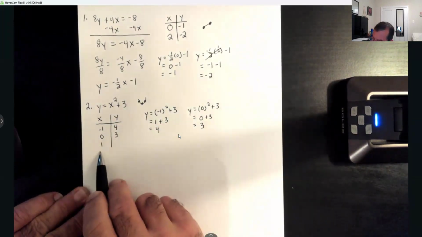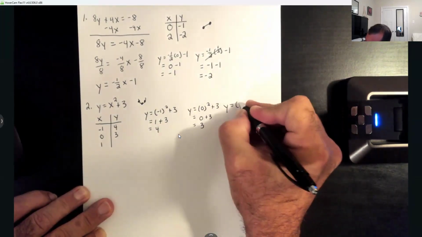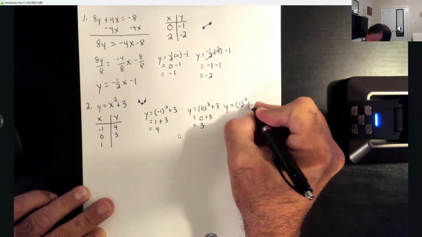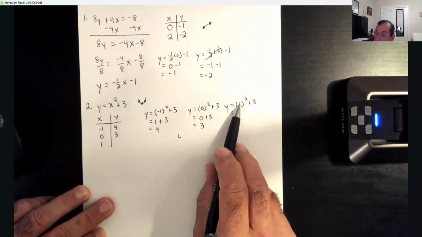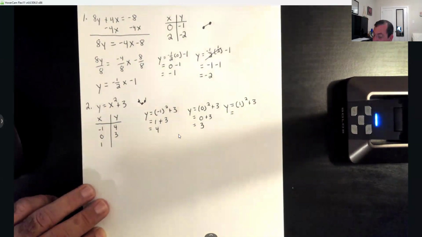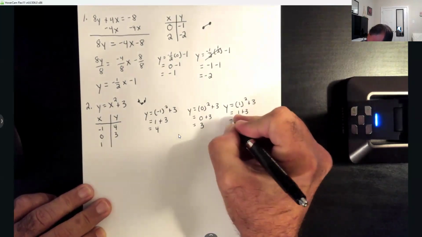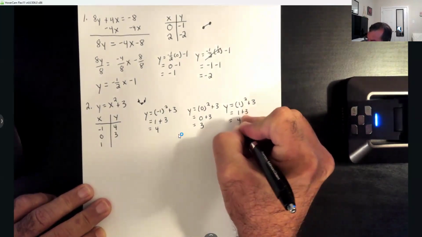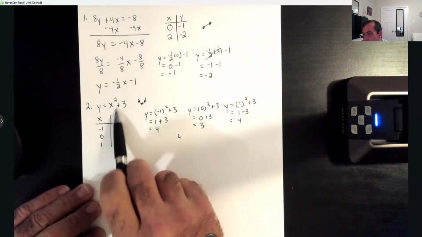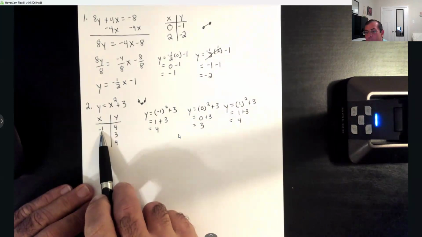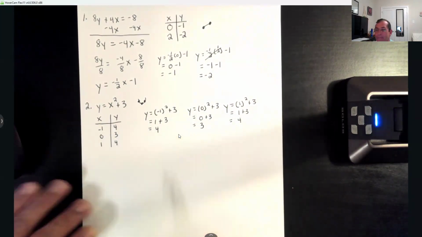Then we come in and put in a 1 for the x. So that'll equal y equals 1 squared plus 3. All right, y'all, 1 squared is 1 times 1, which is 1. So that's going to give me 1 plus 3, and 1 plus 3 equals 4. So when you've got these x squared graphs, notice the x of -1 and the 1 both gave me the same y values, okay?